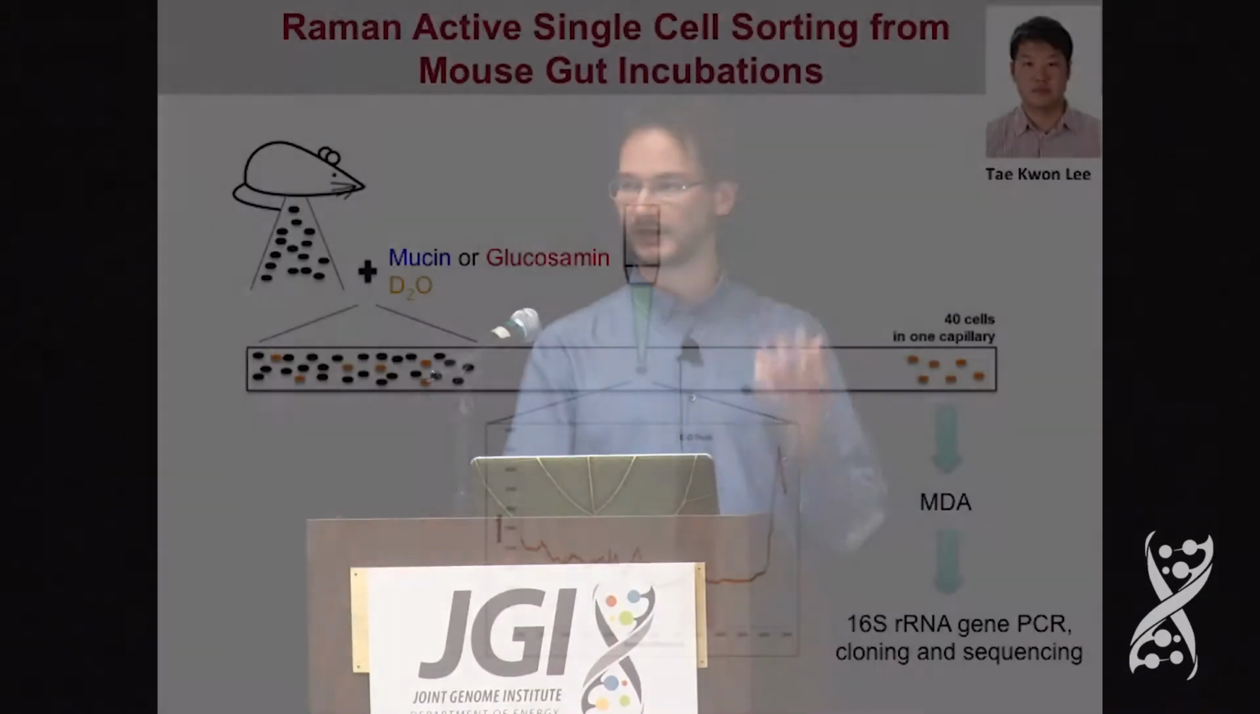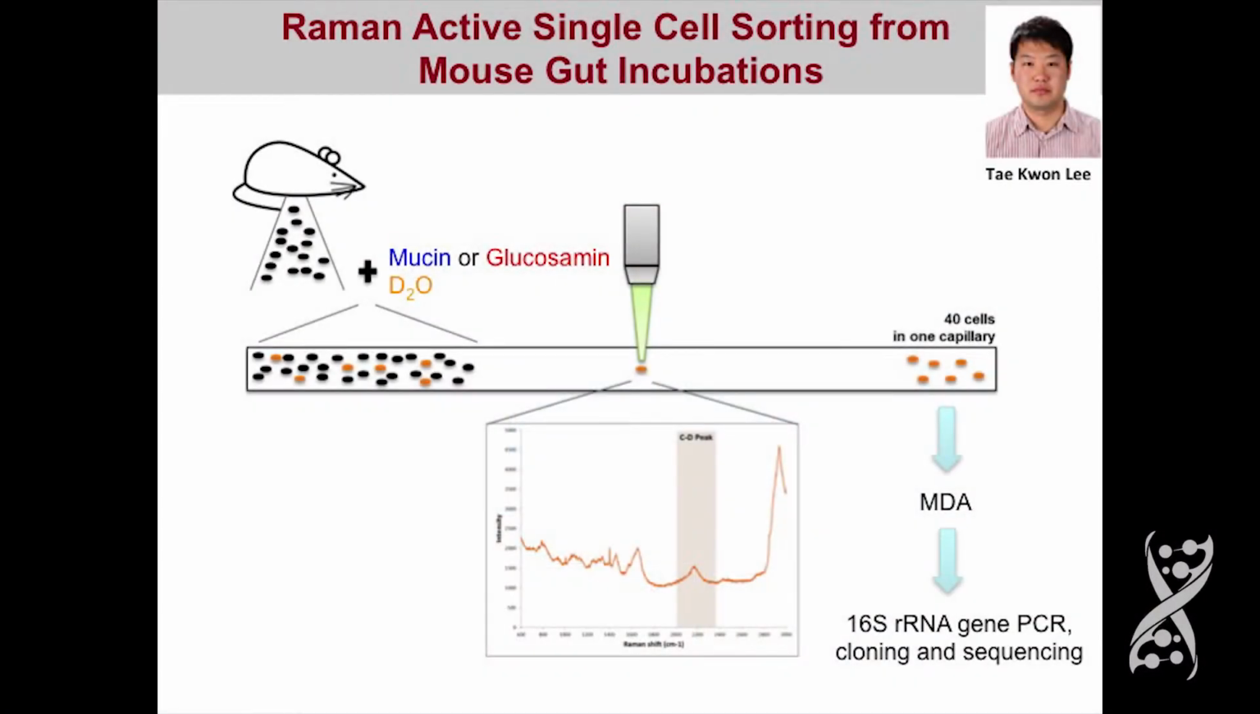Of course, we wanted to go a step further to isolating these active cells. And this we did in a capillary. We focused on mucin and glucosamine and used an optical tweezer to pick the cells with a nice Raman spectrum, which were labeled, and move them to the end of the capillary where we can cut them down and then use them for subsequent analysis, like whole genome amplification, and then, for example, a 16S PCR and clone library.